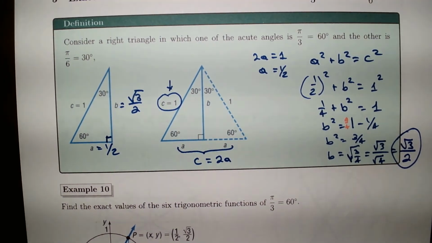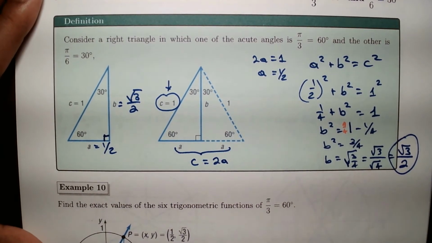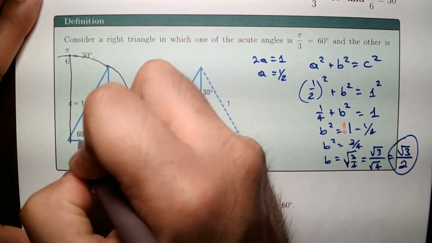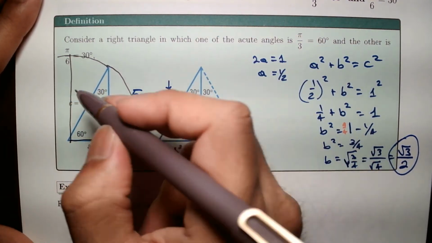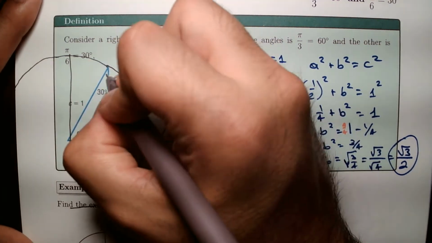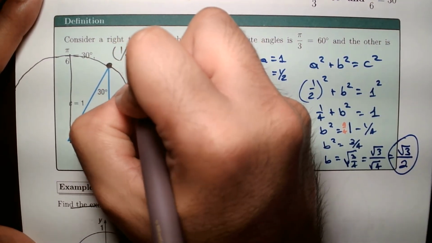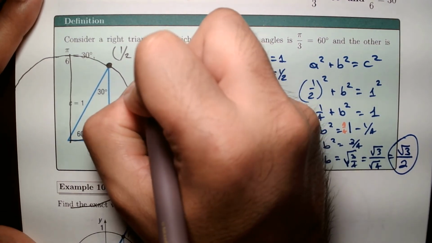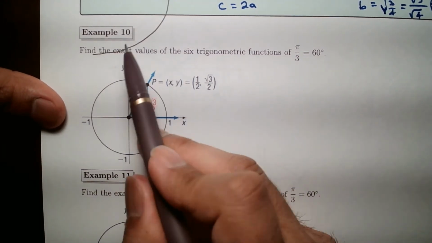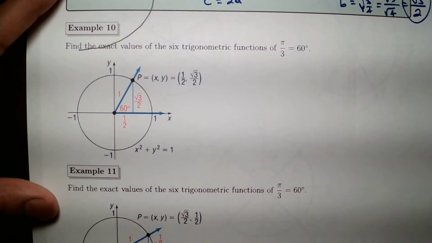All right, so now let's put everything together. Let me just give you a rough picture. If these were the actual circle, let me extend this to the circle. It would go all the way here, it would go all the way there, right? I'm interested in this point in which x is 1/2 and y equals square root of 3 over 2, which is no other than the picture in the next example. So let's find the exact values of the 6 trigonometric functions of pi over 3, or 60 degrees.